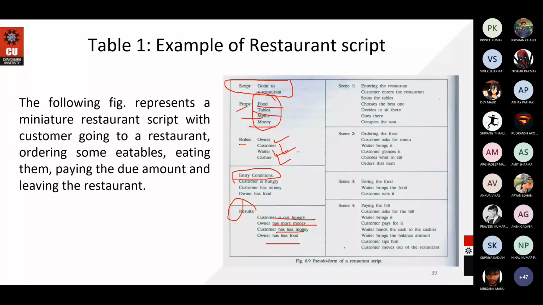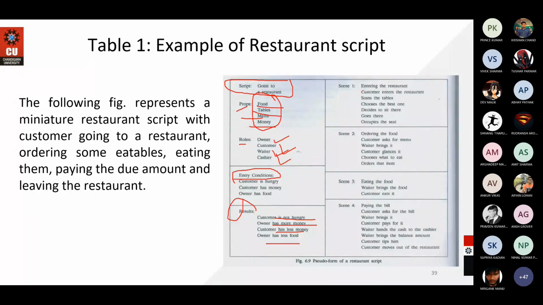So let's see the various scenes that can be there. Basically, we said there are a number of parts: props, roles, entry conditions, results, and now we have scenes. Let's see what the first scene will be. In the first scene, the customer enters the restaurant. He will scan the tables to see where a table is free. He will choose the best-suited table for him or her, decides to sit there, goes there, and then occupies the seat.